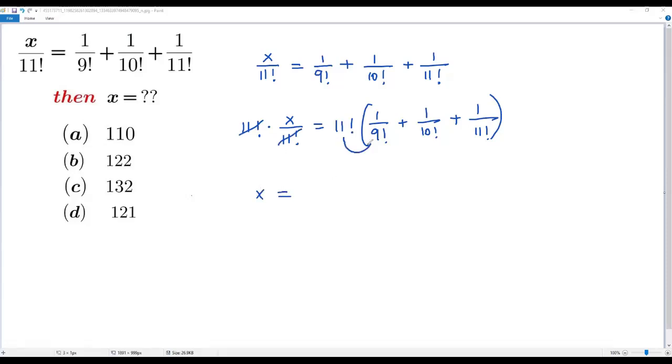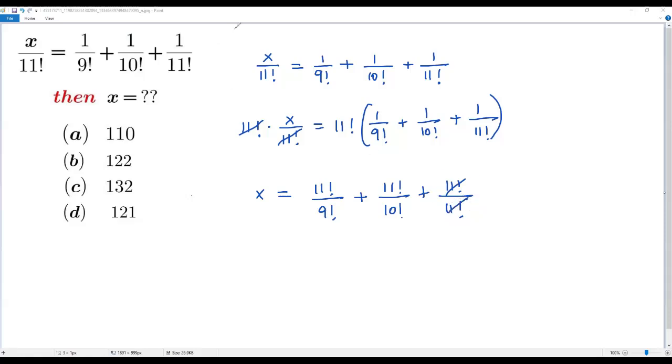Now I have to distribute this 11 factorial to each term inside the parentheses. When I multiply 11 factorial and the fraction 1 over 9 factorial, we multiply by the numerator, so 11 factorial times 1 is just 11 factorial, over the denominator 9 factorial. Multiplying 11 factorial by 1 over 10 factorial, I get 11 factorial divided by 10 factorial. And 11 factorial times 1 over 11 factorial becomes 11 factorial over 11 factorial, so it cancels out and the value of this fraction becomes just 1.